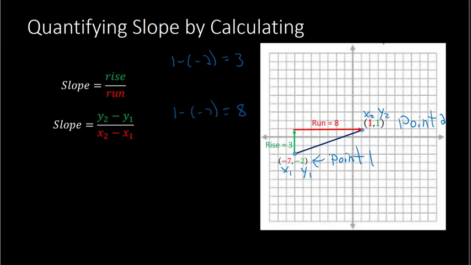So from here, we can subtract, like we just did. So we do the 1 minus -2 over 1 minus -7. That gives me 3 over 8.